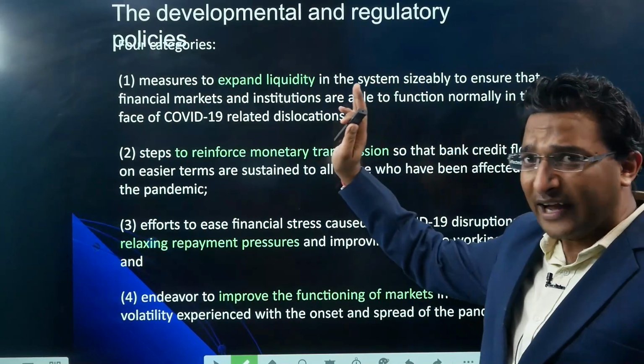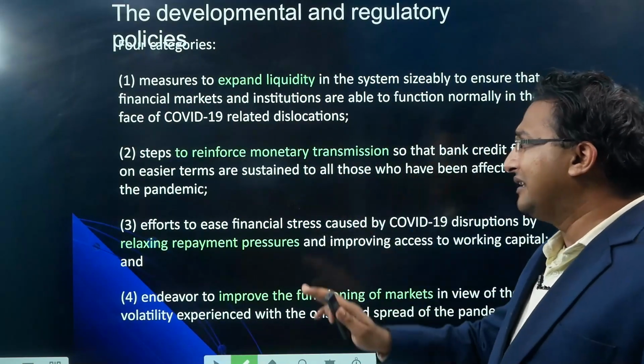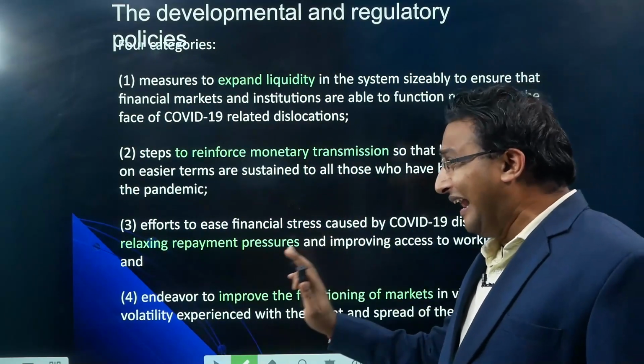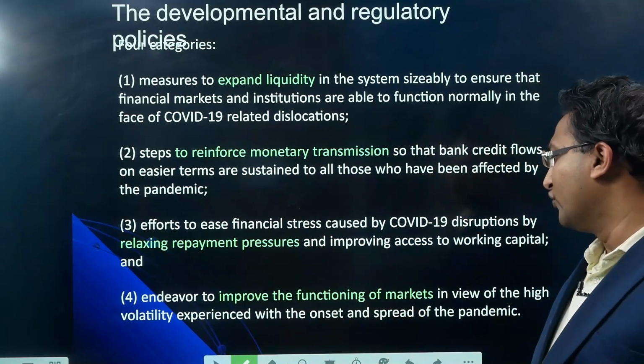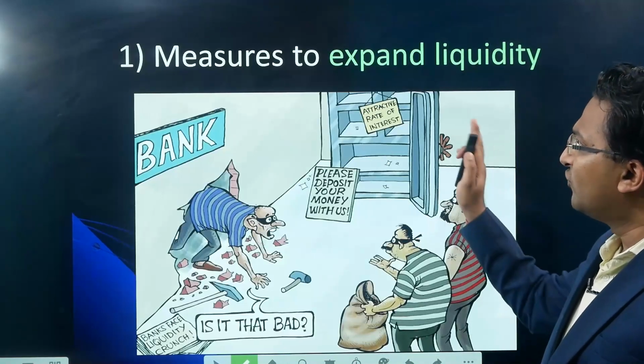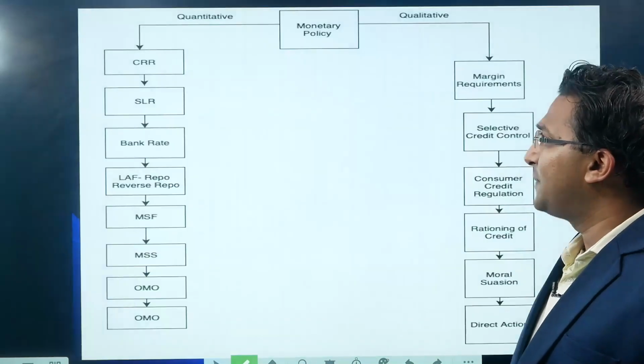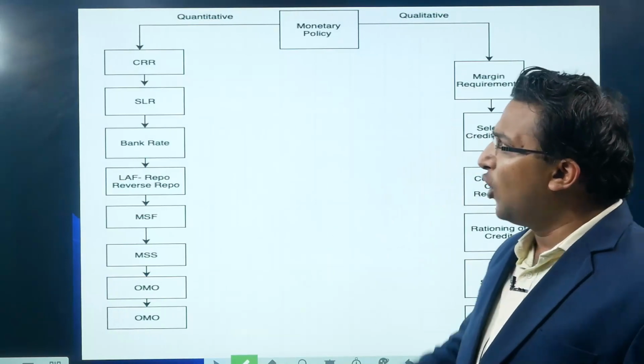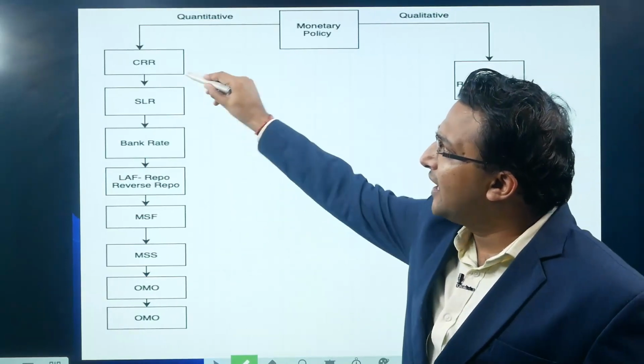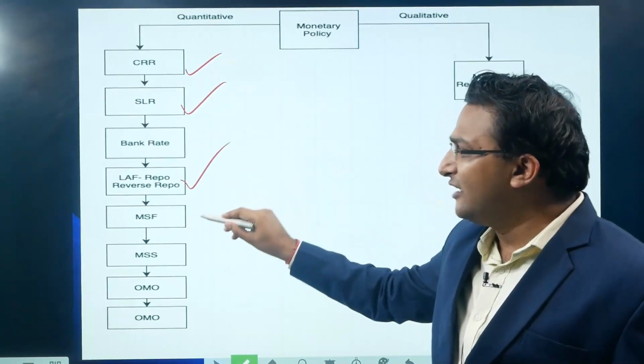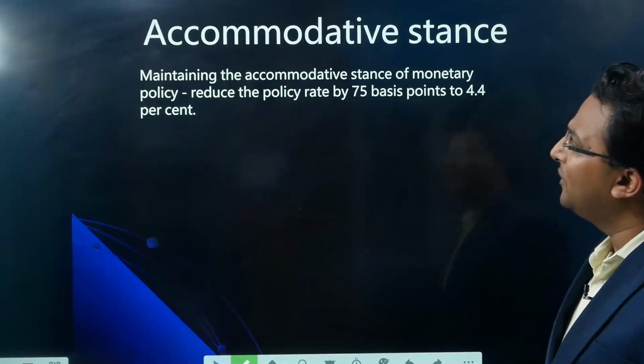They fall in the category of expansion of liquidity, increasing the monetary transmission, relaxing the repayment pressure, and improving the functioning of the market. First of all, measures have been taken to expand the liquidity. There are multiple options with the bank: CRR, SLR, liquidity adjustment facility, and MSF. All these have been touched.